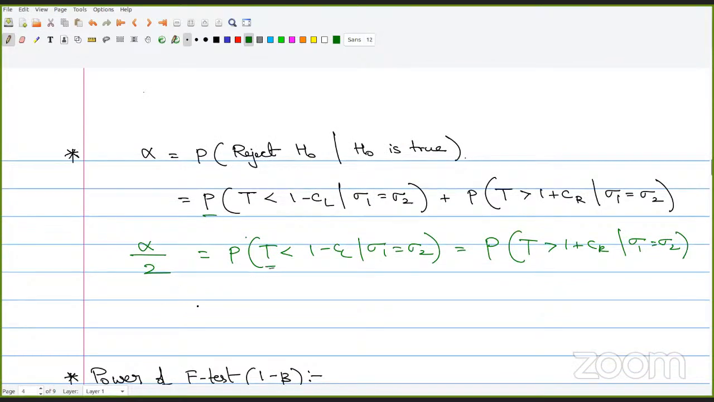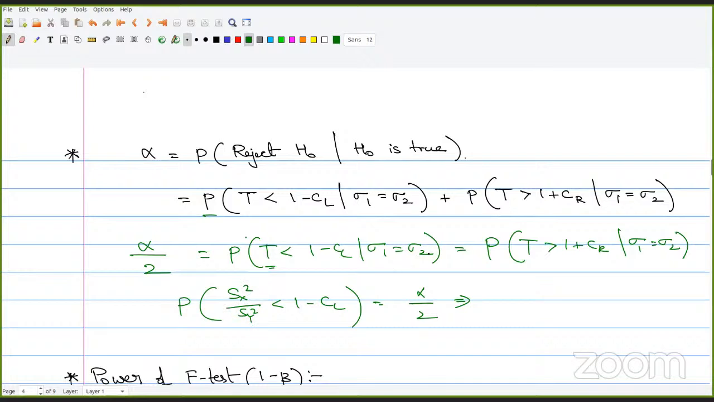So just substitute t. The probability that, as we know, sigma 1 is equal to sigma 2, and t is sx square by sy square less than 1 minus CL, this is equal to alpha by 2. And from here, what do you get? This sx square by sy square follows an F distribution, correct? F distribution.